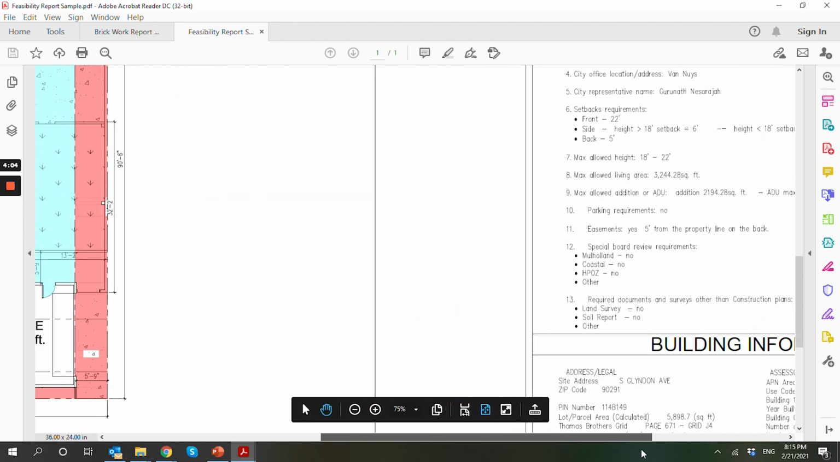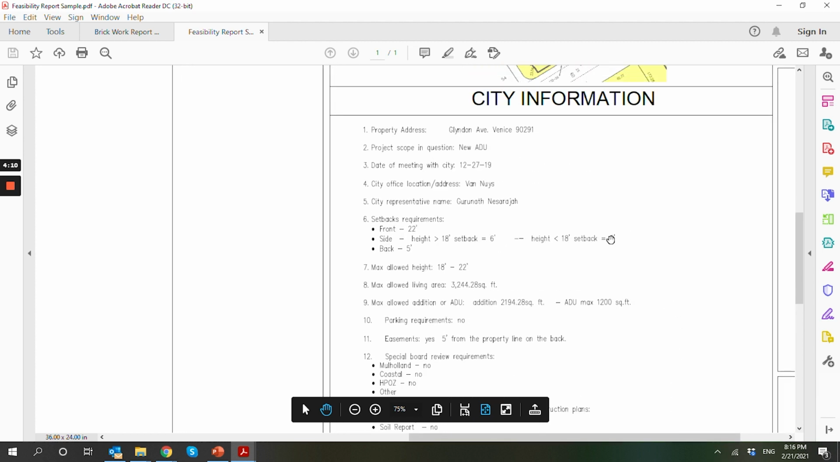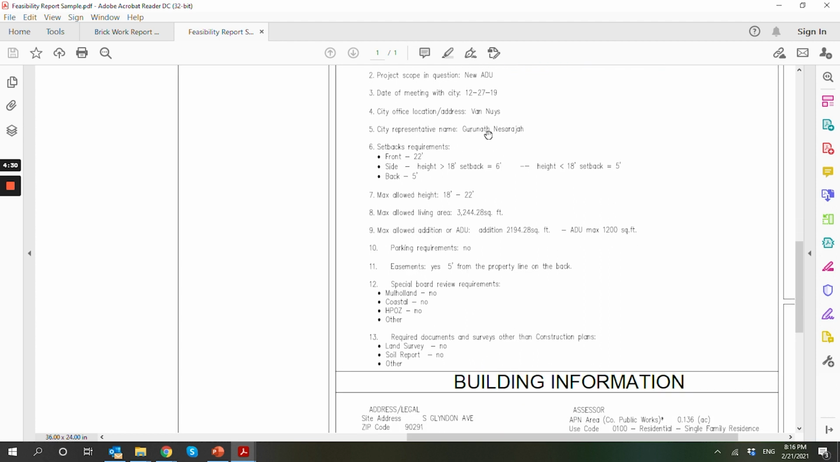And then when you go here to the side, you'll see that we're putting over here all the information that we're gathering from the city. First we have, of course, the address. What is the scope? In this case, it's a new ADU. What is the date that we met with the city? What location of office was it that we met with the city? Who is the representative that we met and gathered the information with? Because you always want to get that information, by the way, because if you have more questions, you can always go back and ask that specific representative those questions again. You don't want to get answers from different representatives because sometimes it's going to create a mess.